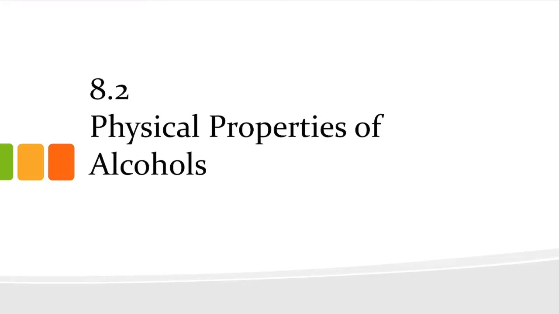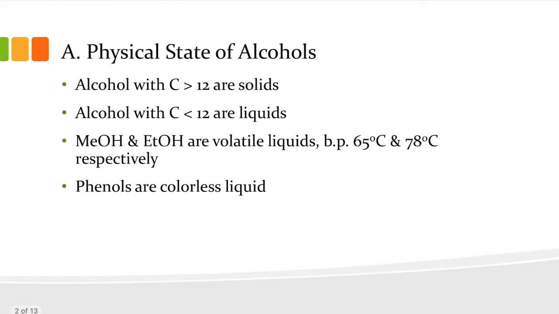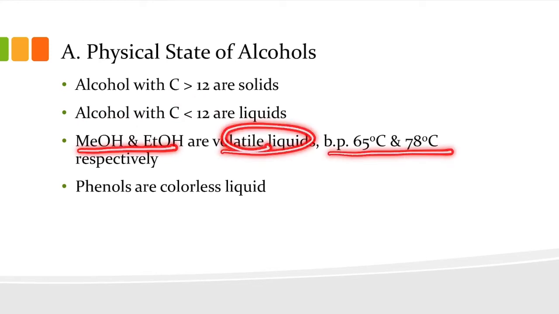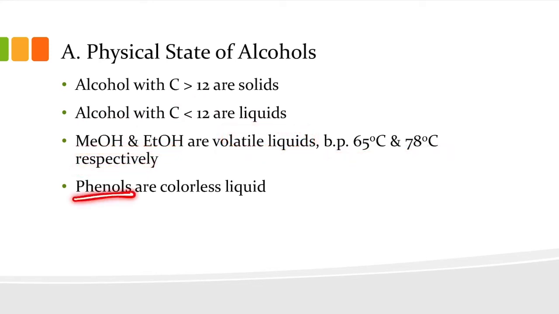Physical properties of alcohols. In the first part, we will be looking at the physical state of alcohols. If the alcohol has more than 12 carbons, it exists as a solid, and if the alcohol contains fewer than 12 carbons, it exists as a liquid. Methanol and ethanol are volatile liquids with boiling points of 65 and 78 degrees C respectively, while phenols are colorless liquids.